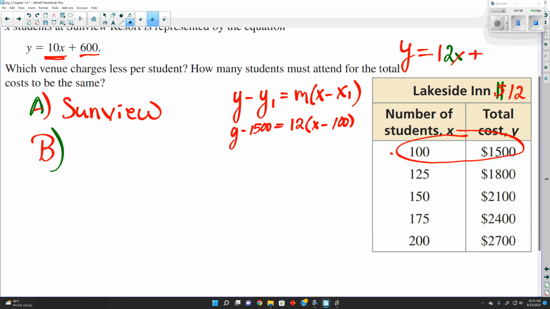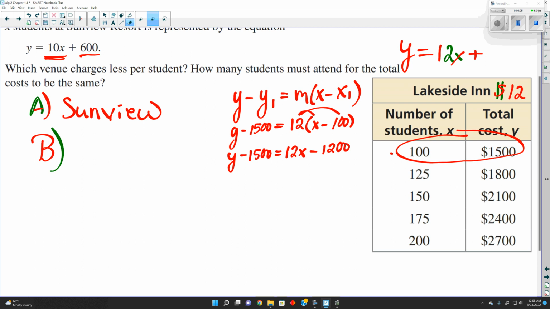Now the first thing we can do is distribute the 12. So we still have y minus 1,500. 12 times x is 12x, just like we expected, because again, that's going to be part of our final answer. Now 12 times 100 is 1,200. Multiplying or dividing by 100 is nice because we're either adding zeros or taking them away.